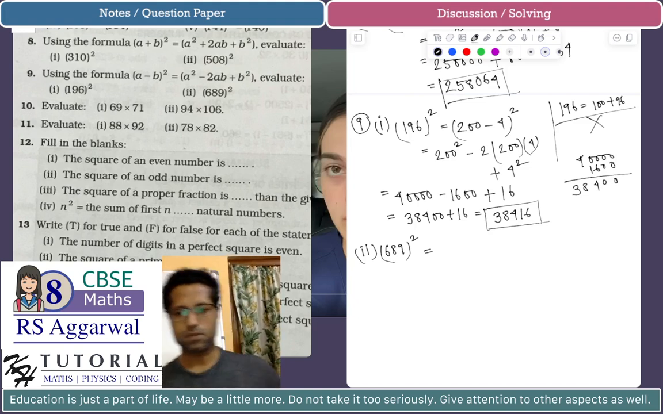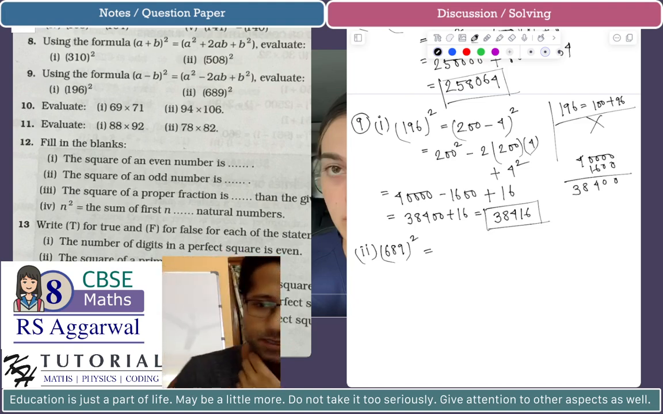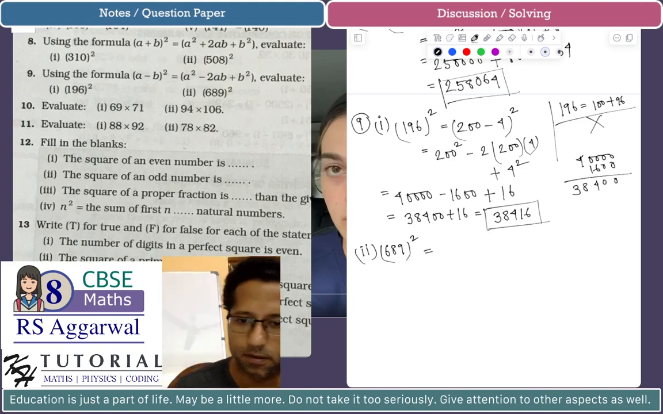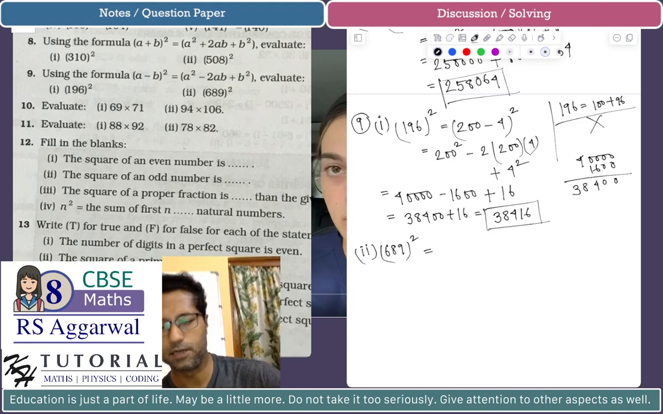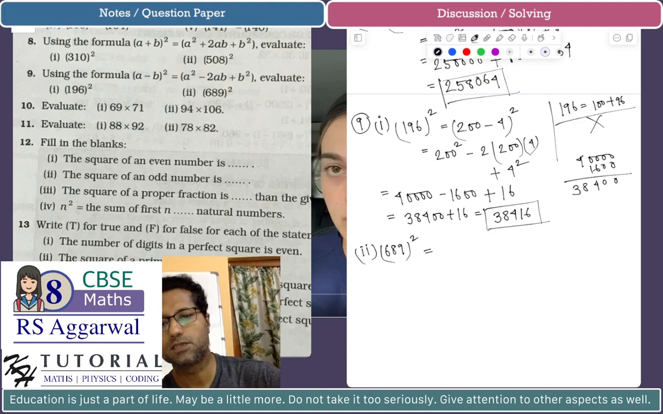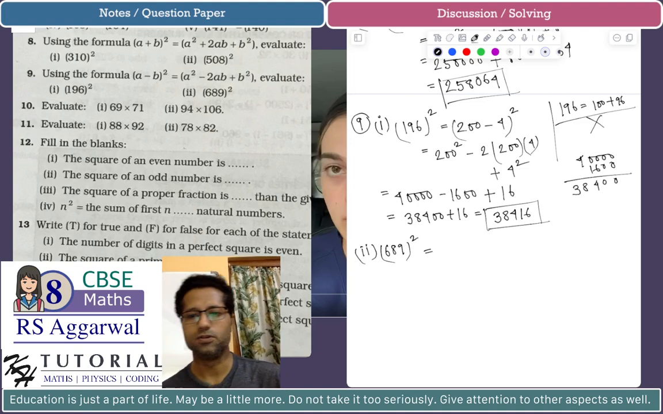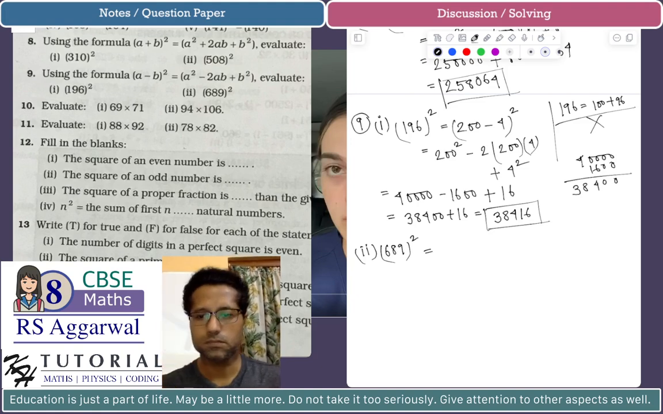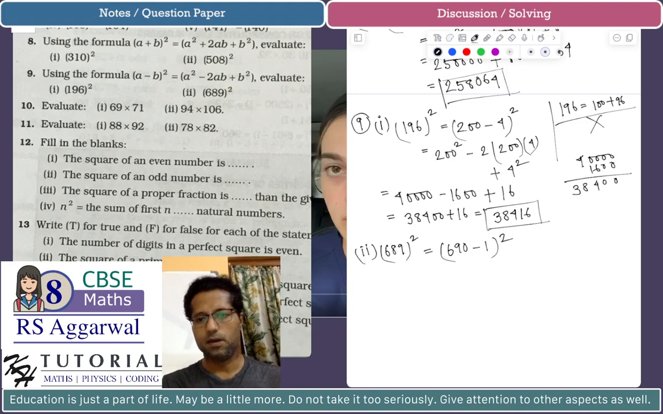Always try to express 689 in the form a minus b, where either a or b or both end in zeros. Now the nearest number to 689 which ends with 0 is 700. Actually, 690 also ends with 0. Now you can express it as 690 minus 1.